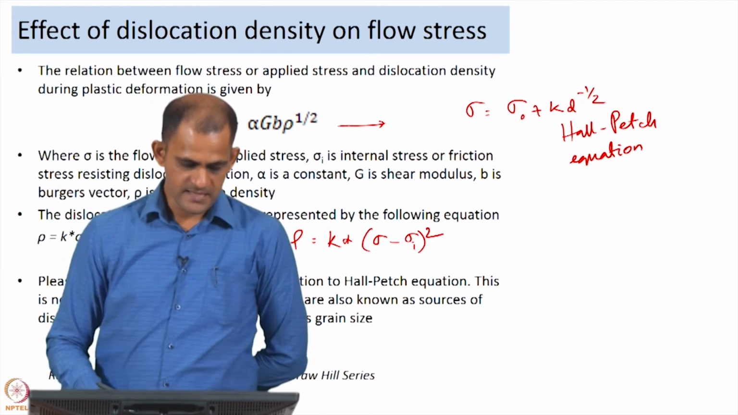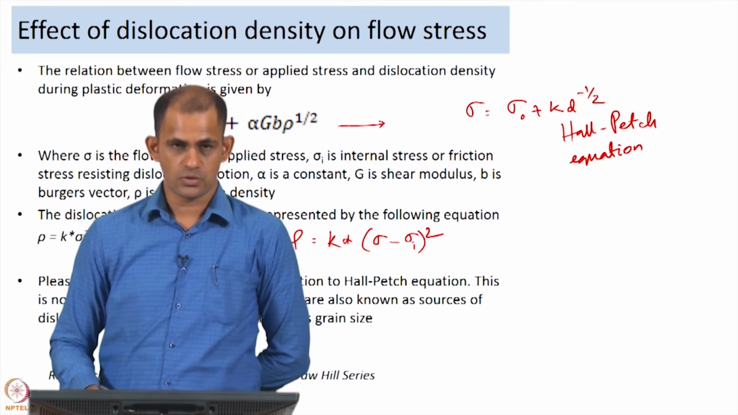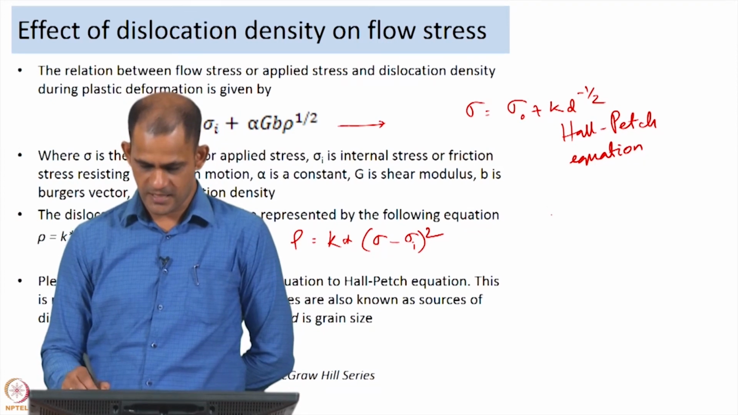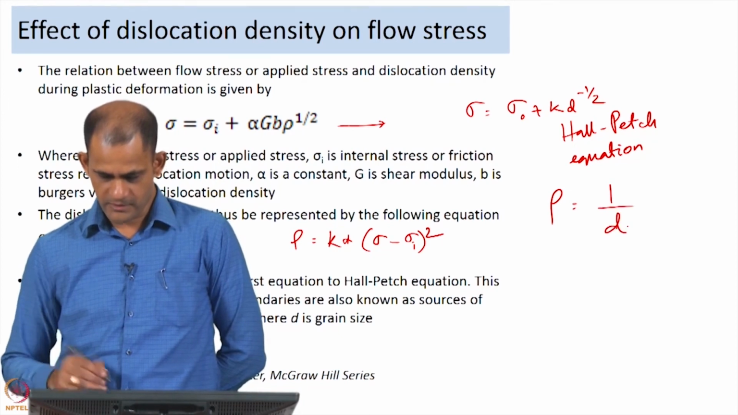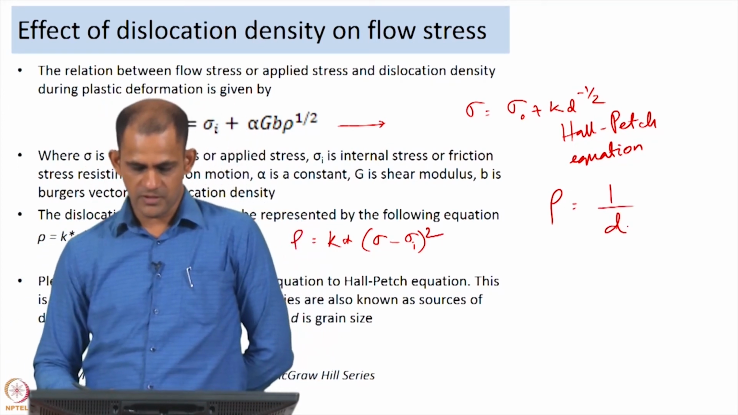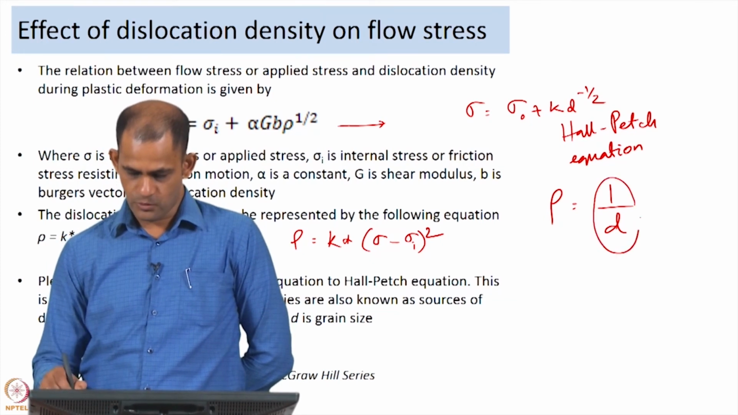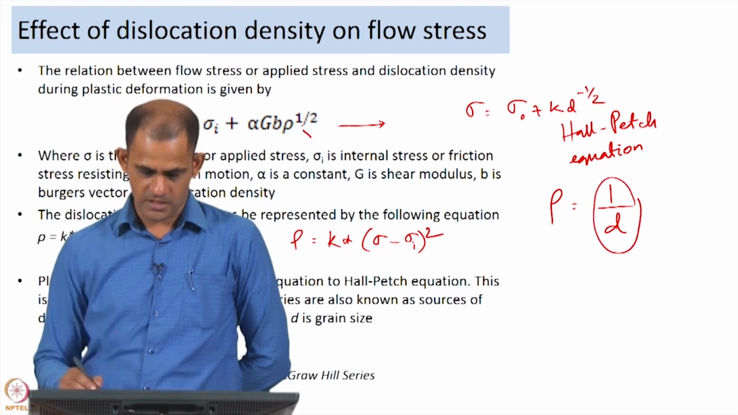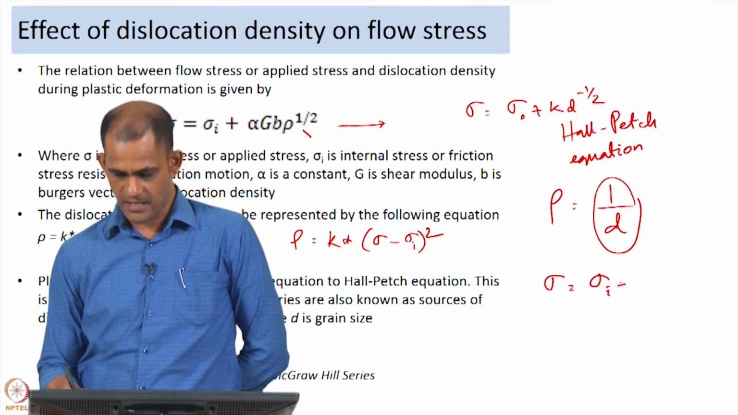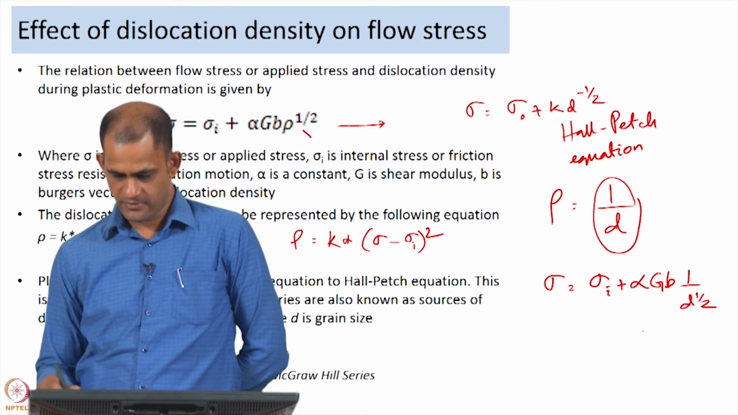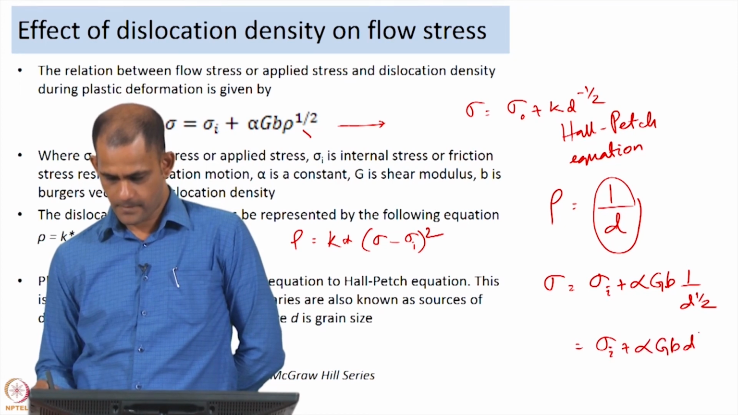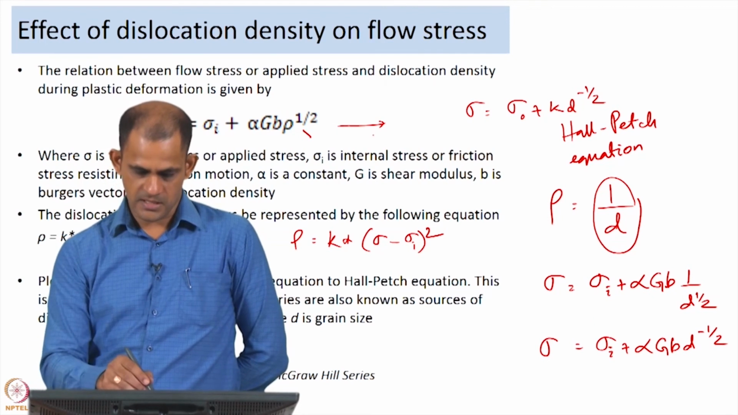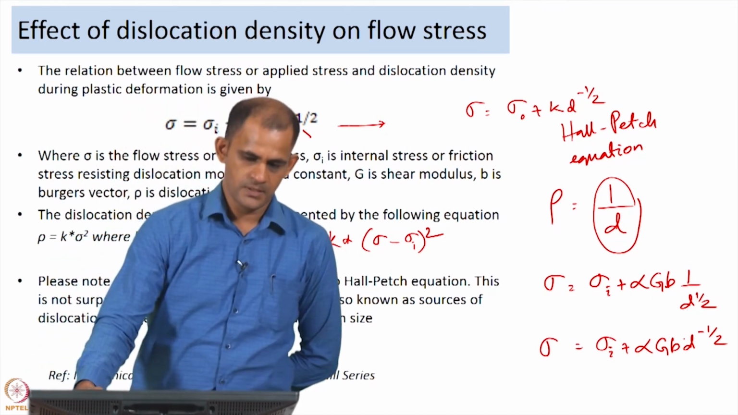And it is not surprising, because grain boundaries are known as sources of dislocations, and generally it has been observed that the dislocation density is inversely proportional to the grain size. If you use this relation and substitute it in this equation, then you would get sigma is equal to sigma i plus alpha G b times 1 over d to the half, which can also be written in the Hall-Petch form. So, this equation converts into the Hall-Petch equation.